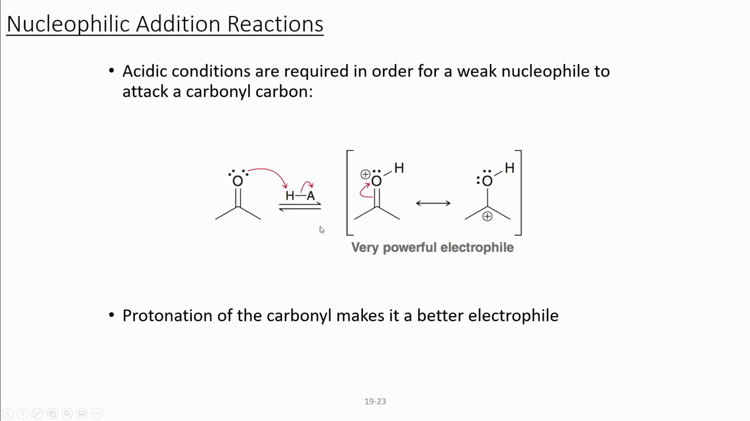If we look at the resonance structure of the intermediate after protonation occurs, we can see that we have an even more powerful electrophile than just a normal ketone, because in this resonance structure we can form a fully positive charge on the carbon, and there's no longer a negative charge on that oxygen. So protonation of the ketone is going to make it an even better electrophile.